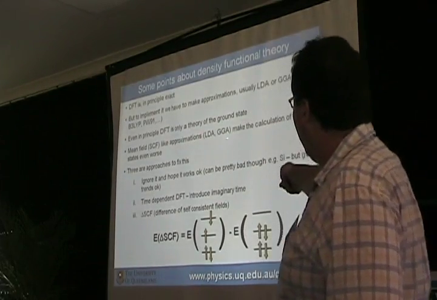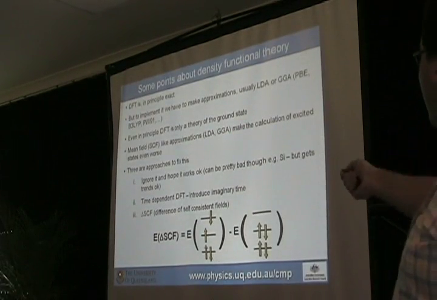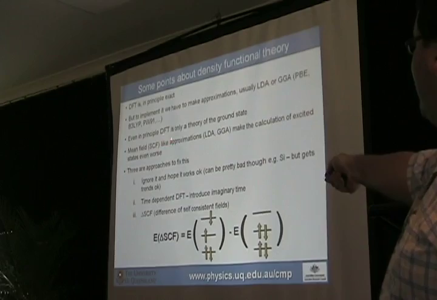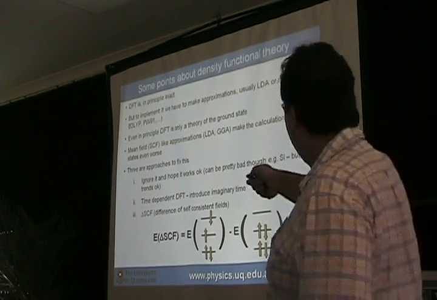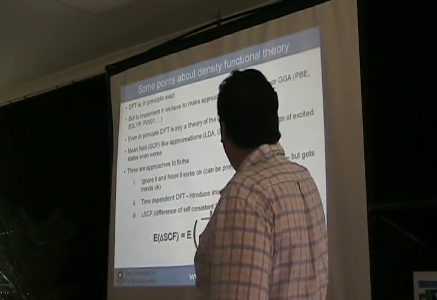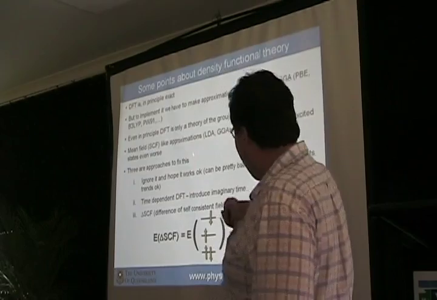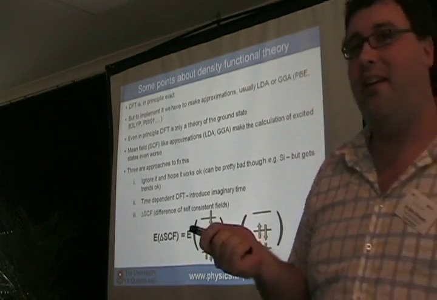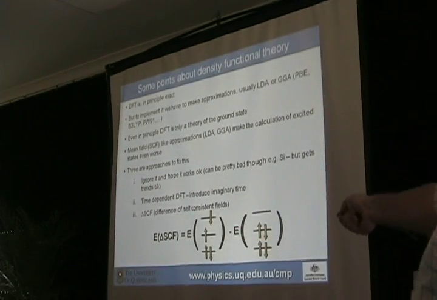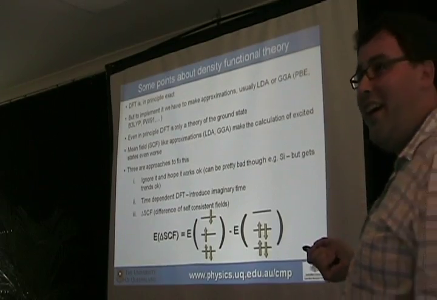These approximations we're making for the exchange correlation functional are very much like mean field or self-consistent field type approximations. This makes excited states even worse than you might hope if you had the exact functional. And basically there are three approaches you might take to dealing with this problem, and the first one is to ignore it and hope that everything works okay.